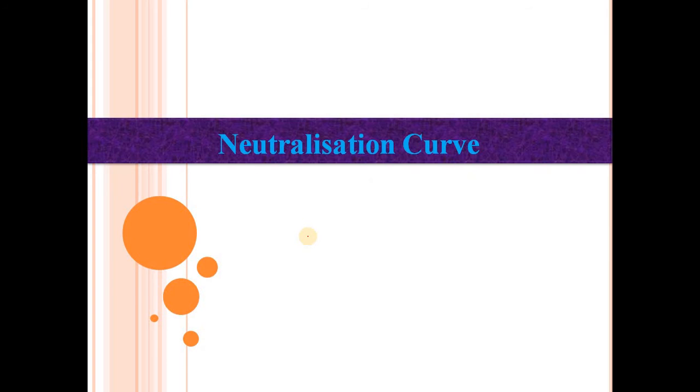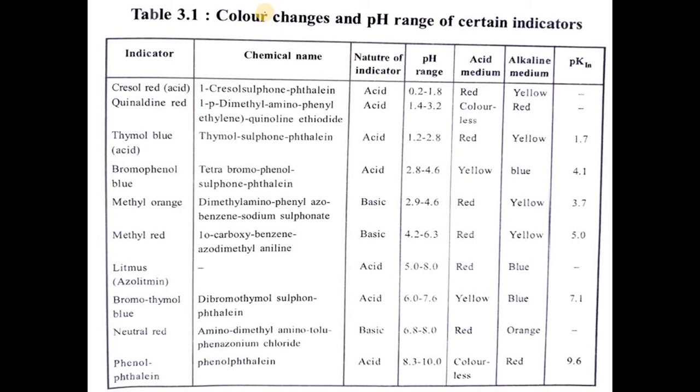First we will see the neutralization curve. Before that we highlight the color change and pH range of certain indicators. There are different types of indicators available: cresol red, thymol blue, bromophenol blue, methyl orange, methyl red, litmus, bromothymol blue, and phenolphthalein. And these are their pH ranges.